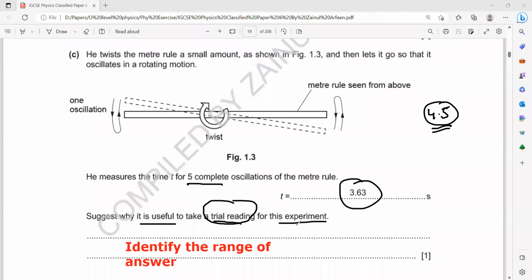He took a trial reading for this experiment. Even if he did a trial reading for one oscillation or 5 oscillations, that does not make much difference. Like if he is measuring for 5 oscillations, he will take a trial reading for 5 oscillations.